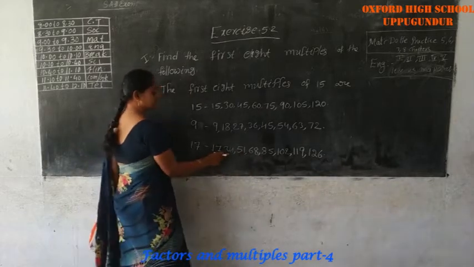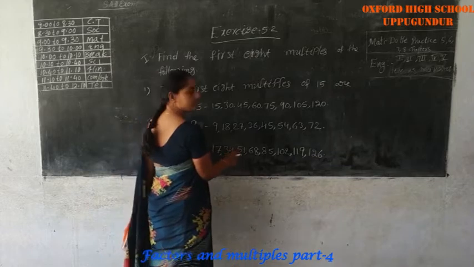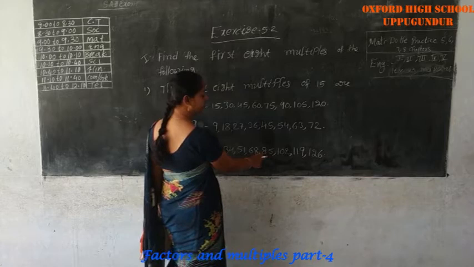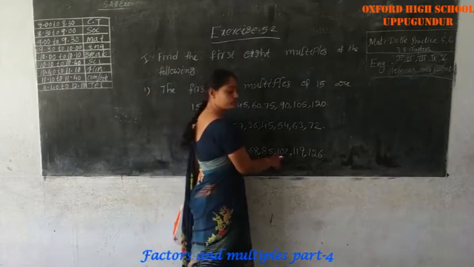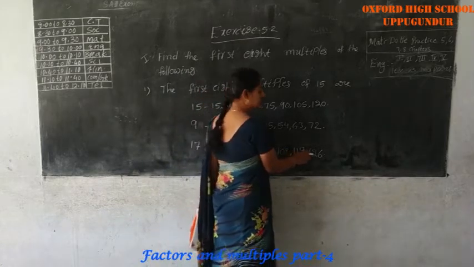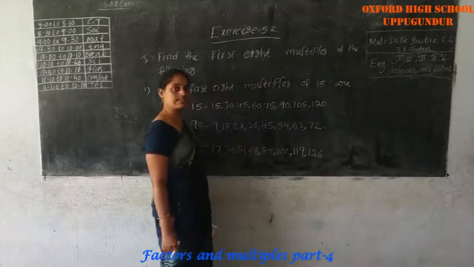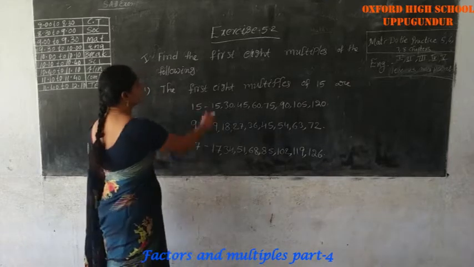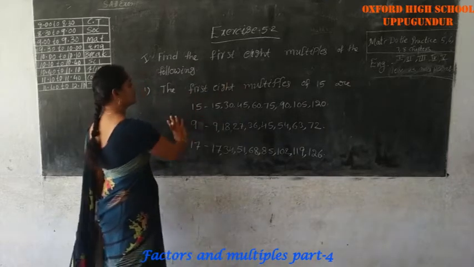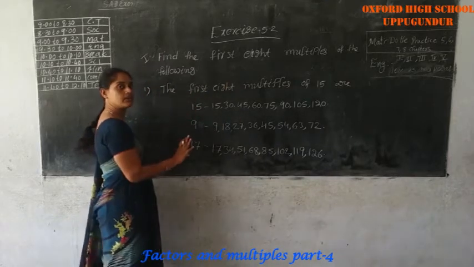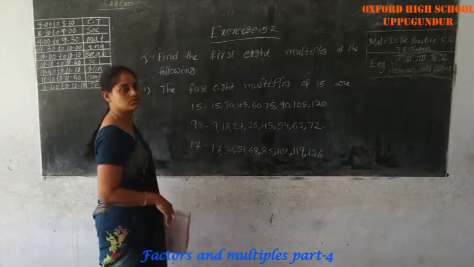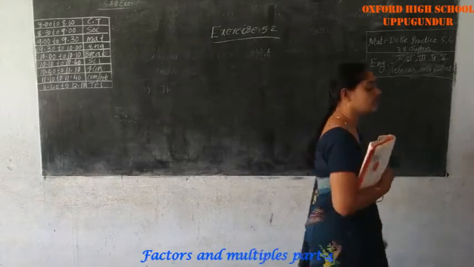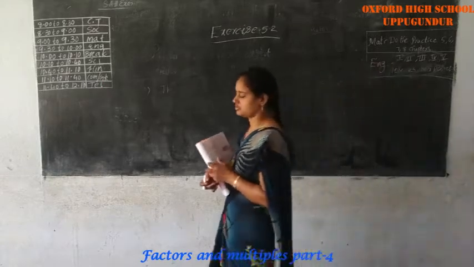17 1 jar 17, 17 2 jar 34, 17 3 jar 51, 17 4 jar 68, 17 5 jar 85, 17 6 jar 102, 17 7 jar 119, 17 8 jar 126. Okay. See, find the 8 multiples of the following. These are the first 8 multiples of the given values. Is it clear, ma?